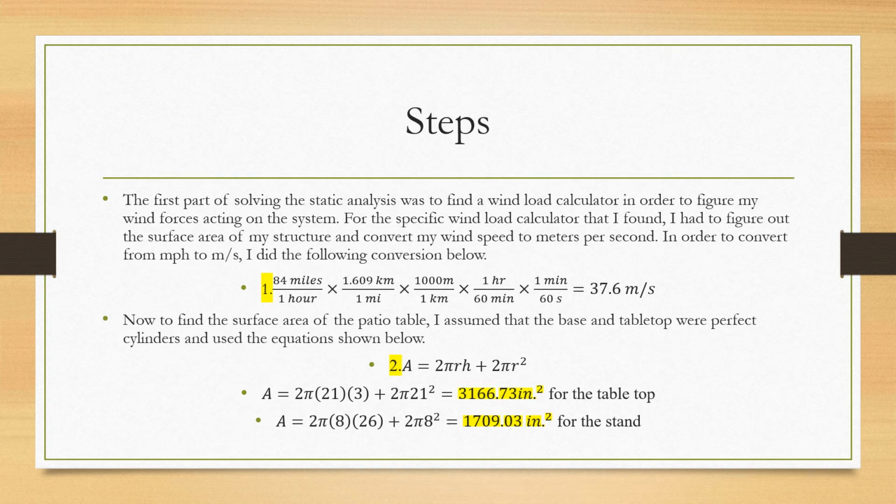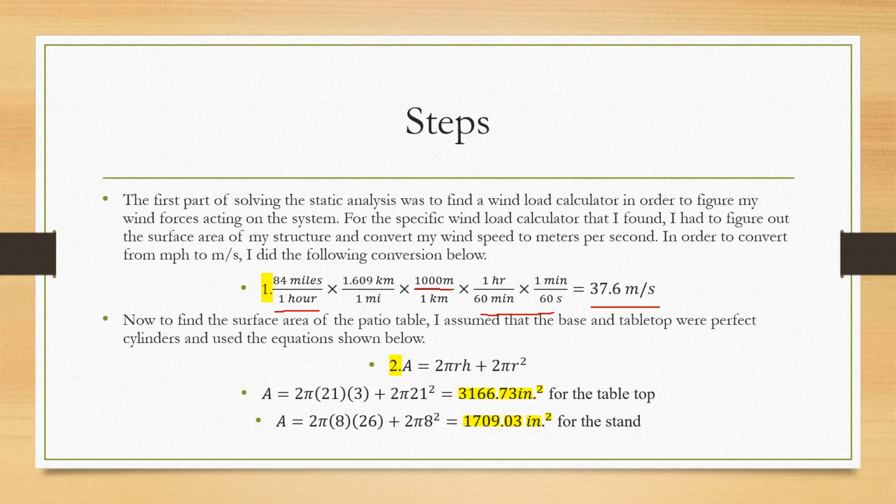So, in order to solve for this static analysis, I needed to find a wind load calculator, and once I did, the specific one I found, I had to convert my miles per hour to meters per second and find the surface area of my structure. To convert miles per hour to meters per second, I did this simple conversion, which put in my 84 miles per hour over here and converting it to kilometers, then multiplying it by 1,000 meters and doing your time conversions, and I got 37.6 meters per second for my wind speed.